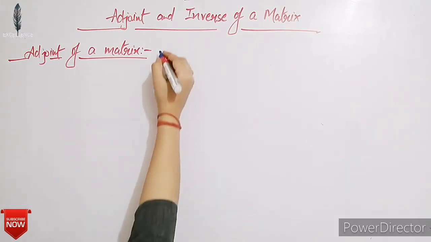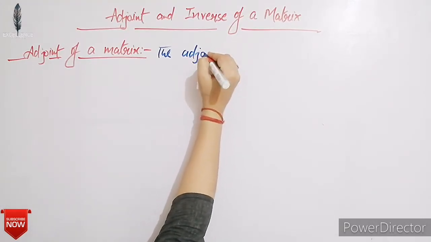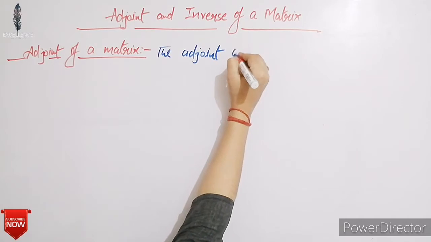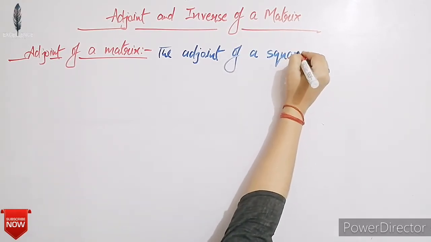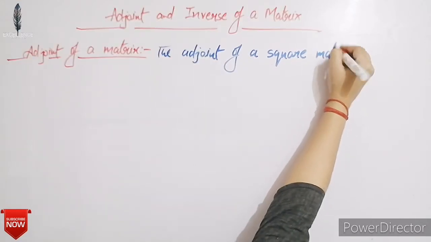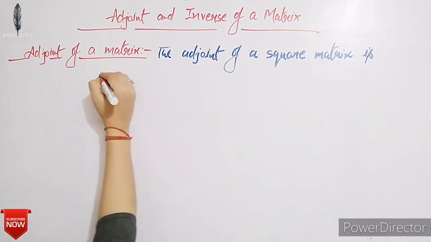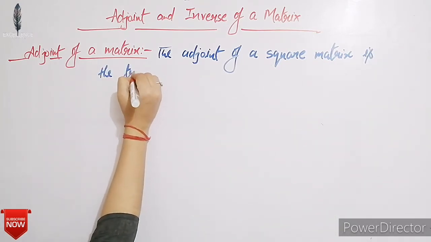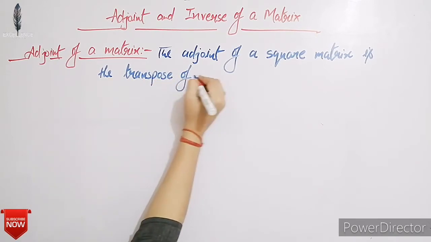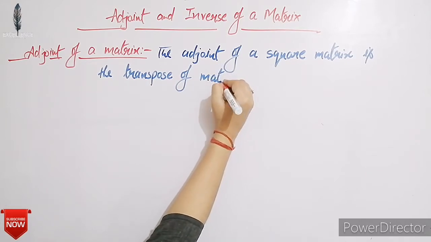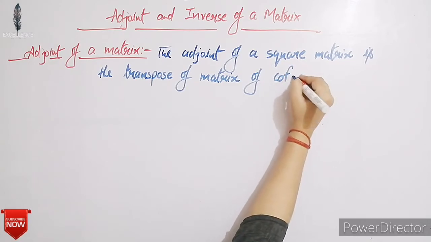The adjoint of a square matrix is the transpose of the matrix of cofactors. Okay, the adjoint of a square matrix is the transpose of the matrix of cofactors.